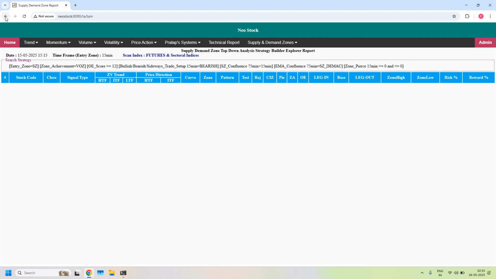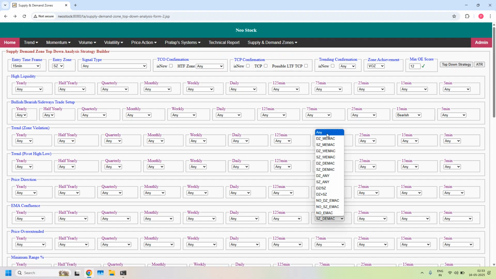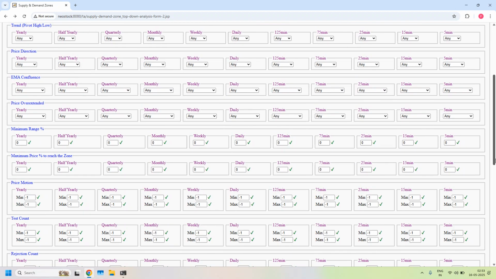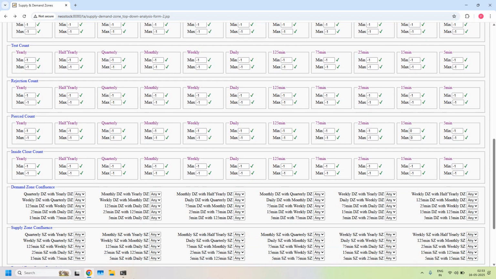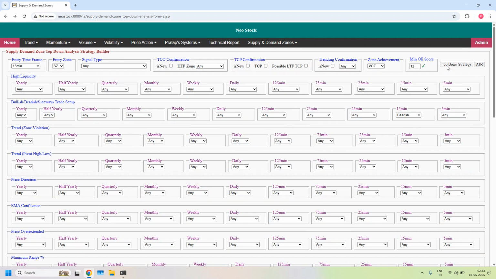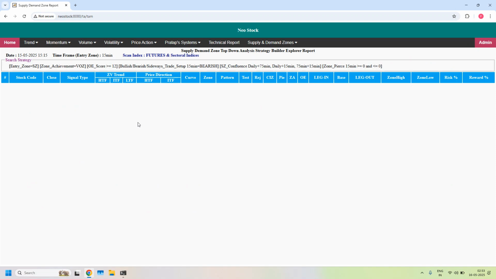Let's verify it is having even HTF confluence. HTF supply zone confluence. I removed EMA filter. In the supply zone confluence, 3 filters we have to set. First filter is already enabled. Next 15 minutes and daily supply zone confluence, 75 minutes and daily supply zone confluence. With all the 3 filters, the stock is not filtered. Okay, this is about bearish trade setup for daily income trade.